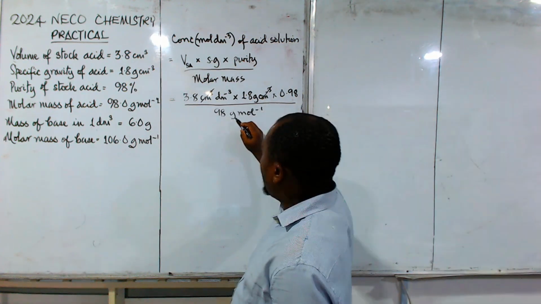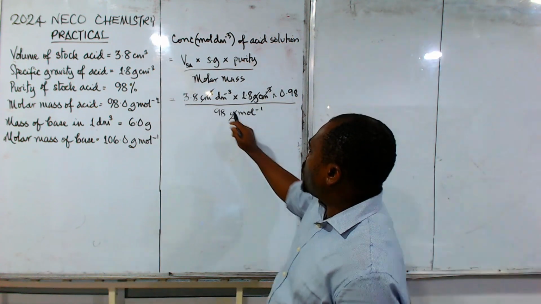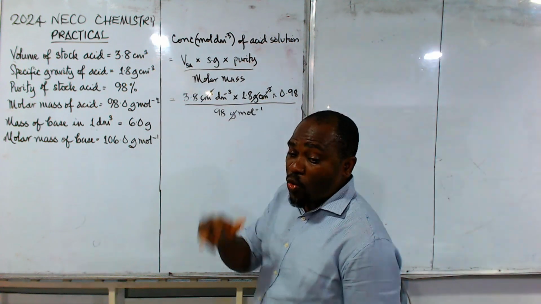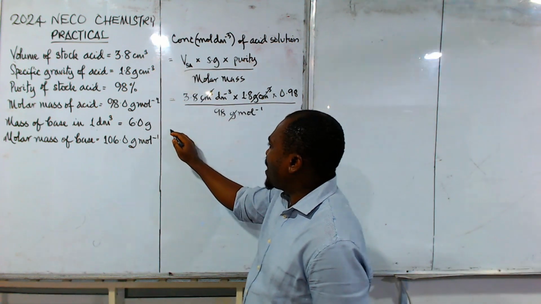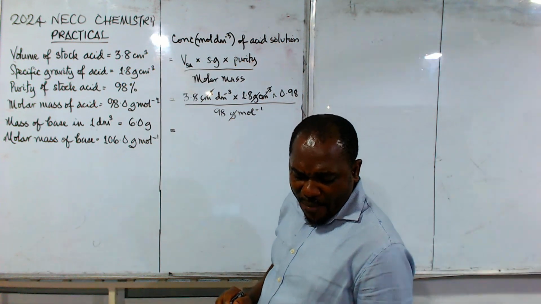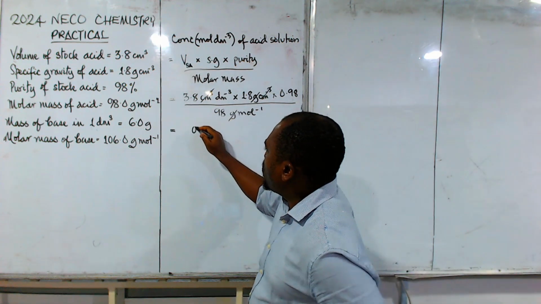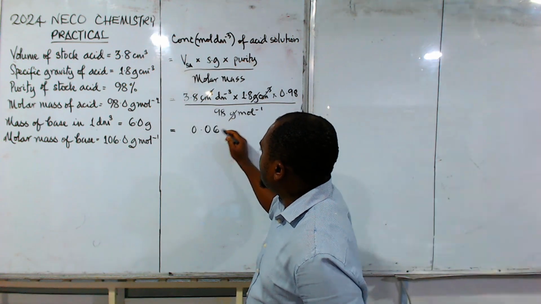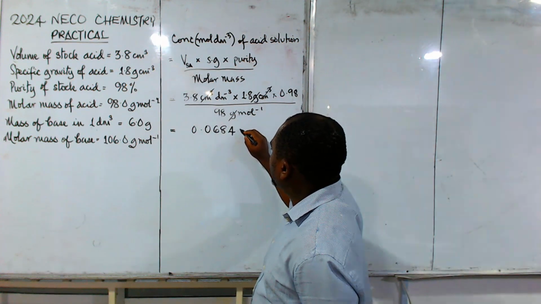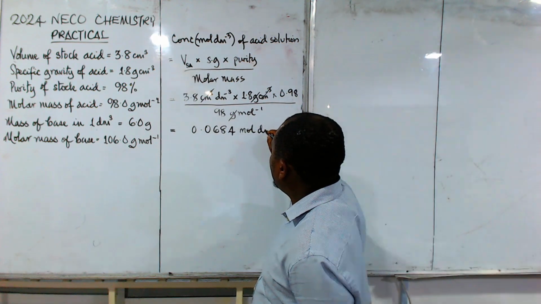So these grams will cancel out these grams. Are you together? Giving us what? Per dm cube divided by what? Per mole, which is what? Mole per dm cube. So if you evaluate this, you should be getting about 0.0684 mole per dm cube.